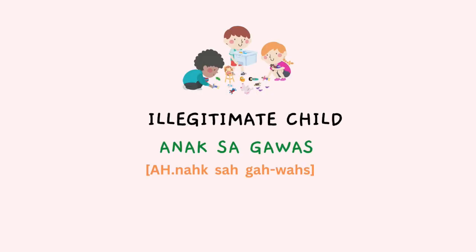Next one, illegitimate child. Anak sa gawas. Anak is child, and sa gawas is from outside. So anak sa gawas is illegitimate child.